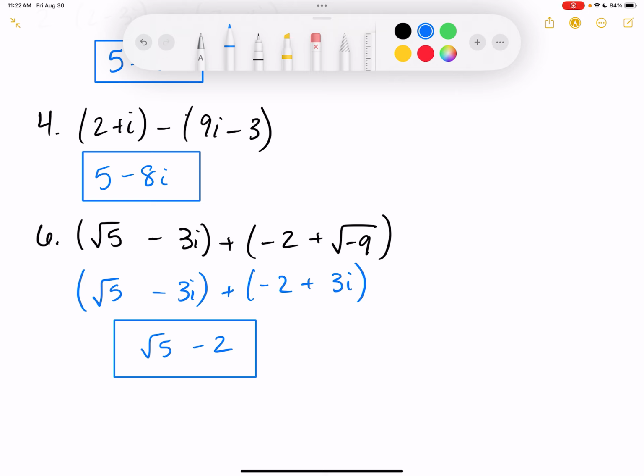What is i squared equal to? Negative 1. So if you had one that gave you something like that, instead just rewrite it in terms of however you need to rewrite it. But I'm not going to do another one of those.